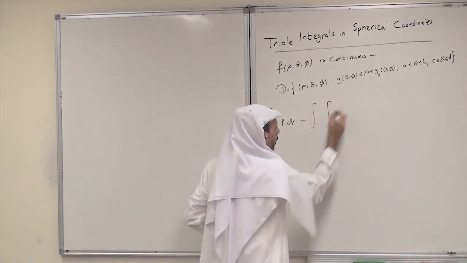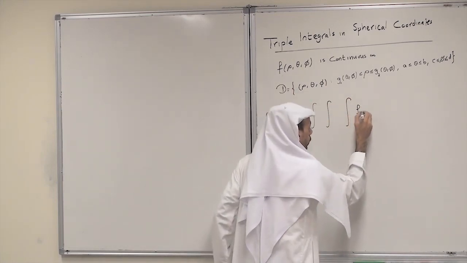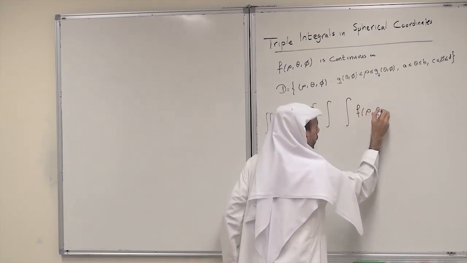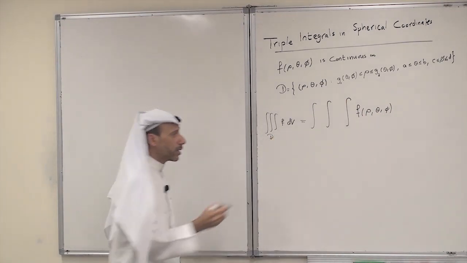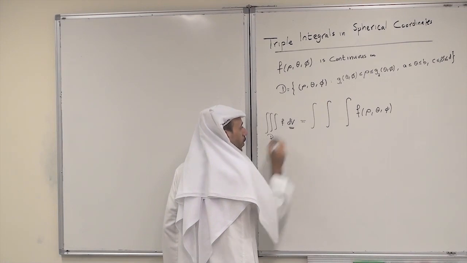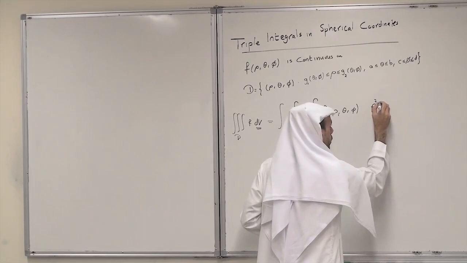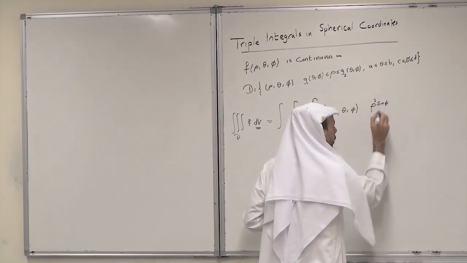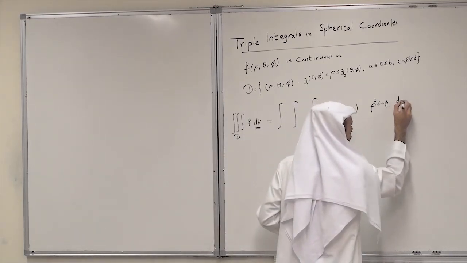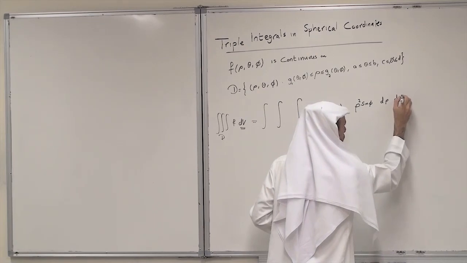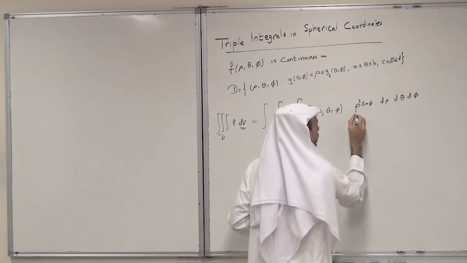The function f is a function of three variables, f of rho, theta, and phi, and dV. Here dV in spherical coordinates has the following value: rho squared sine phi, times d rho d theta d phi. So this is dV.